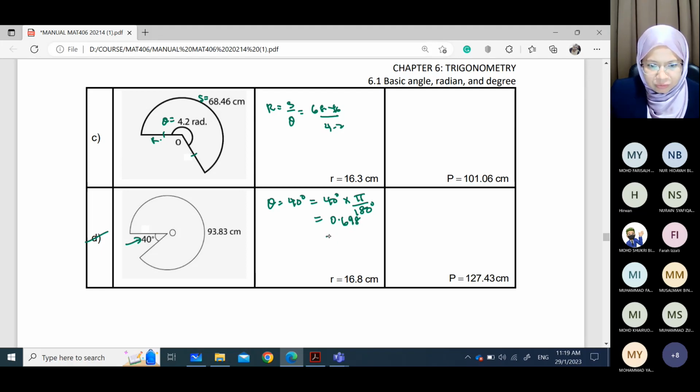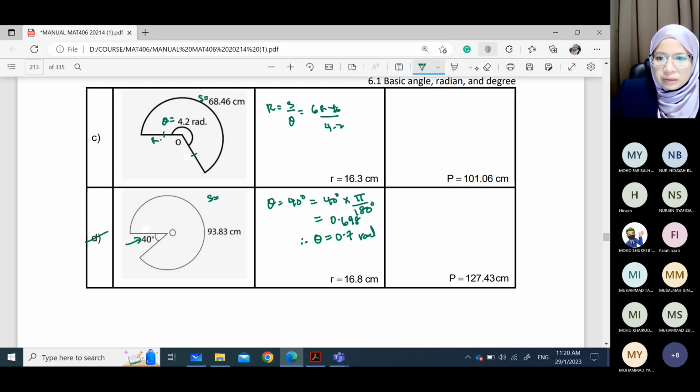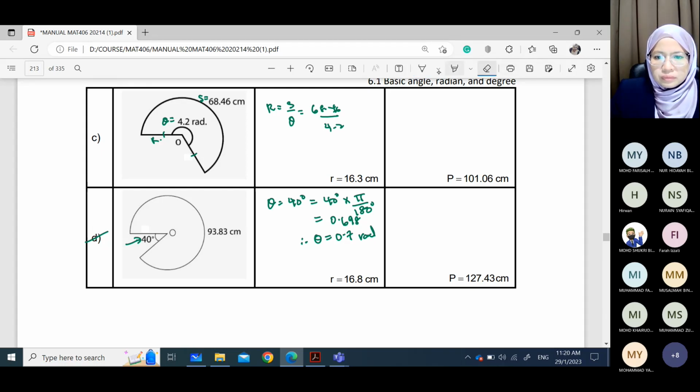0.698. So if you want to use 2 decimal places, it is 0.7 radian. Okay, so therefore the theta is 0.7 radian. Okay, so kita punya S adalah this one. This is our S. Yang ini adalah S. And the theta is 0.7 radian.